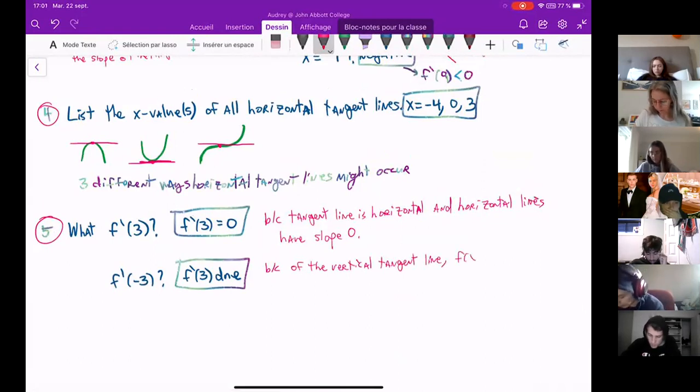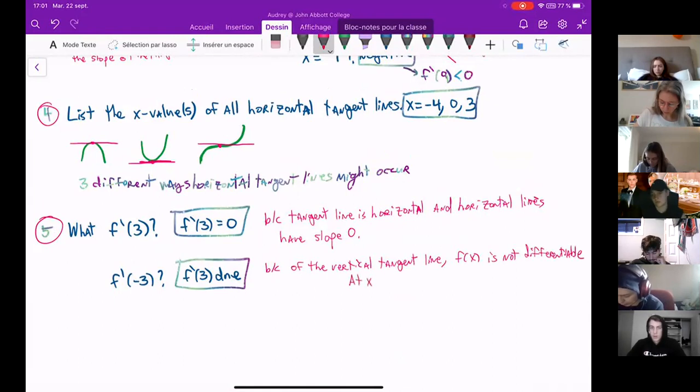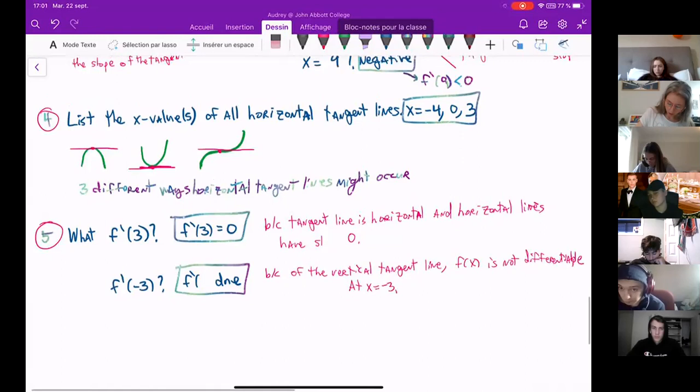F of x is not differentiable at x equals -3. And I just realized I forgot my negative inside there. Sorry about that. F prime of -3 does not exist. Okay, are there questions about that?